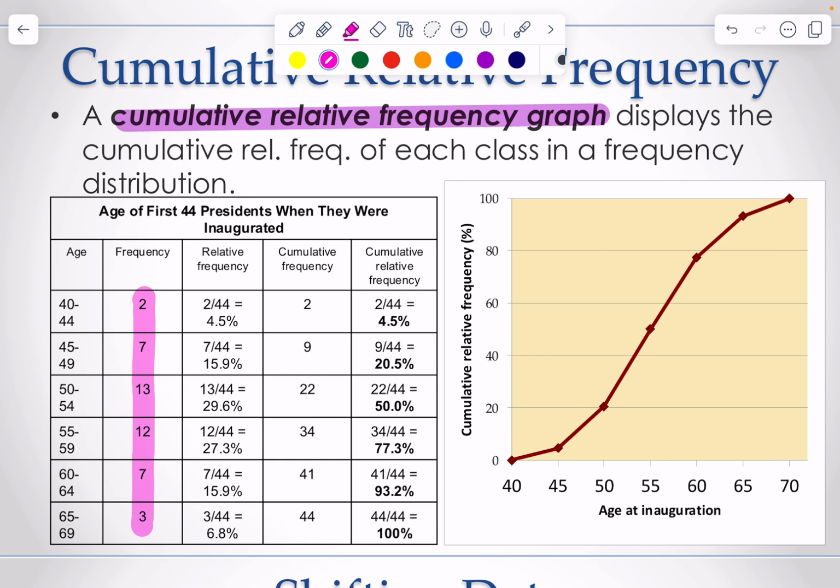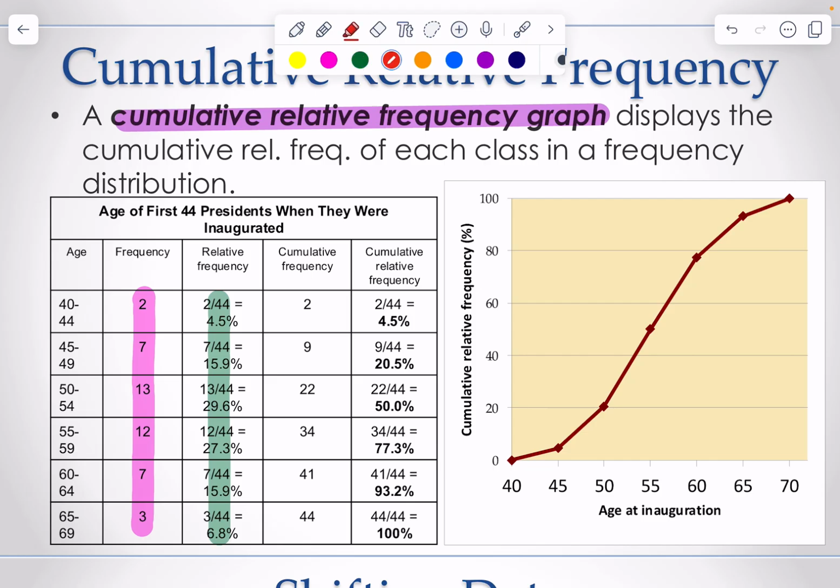And then in the second column, again, something we've already discussed, we're looking at relative frequencies. So 2 of the 44 presidents, or 4.5%, were inaugurated between the ages of 40 and 44. 7 of the 44, or 15.9%, were inaugurated between the ages of 45 and 49, and so on. It's the same stuff we talked about in the first half of the unit: how many individuals were in each class that we created. And then we would create things like a histogram or a relative frequency histogram based off of that.